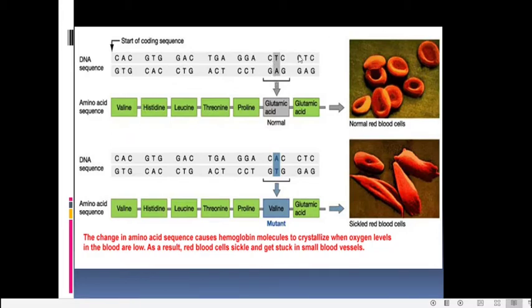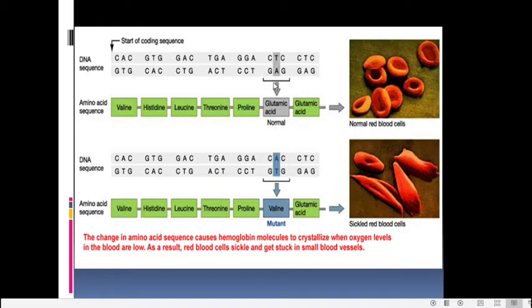So this is one strand of DNA which runs as CTC, and this is the complementary strand which runs as GAG. So this is the normal allele, and this is the normal beta globin chain. Now here, a point mutation occurs in this GAG, in which this A is substituted by T. So GAG becomes GTG, or CTC becomes CAC.